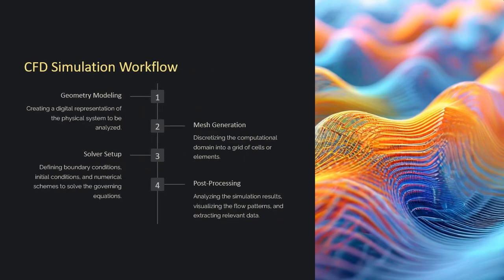Moving on to the CFD simulation workflow. Geometry modeling, which is the creation of a digital representation of the physical system to be analyzed. We also have the mesh generation, which is discretizing the computational domain into a grid of cells or elements. We have the solver setup, which is defining the boundary conditions, initial conditions, and numerical schemes to solve the governing equations. We have finally the post-processing, which is analyzing the simulation results, visualizing the flow patterns, and extracting relevant data.